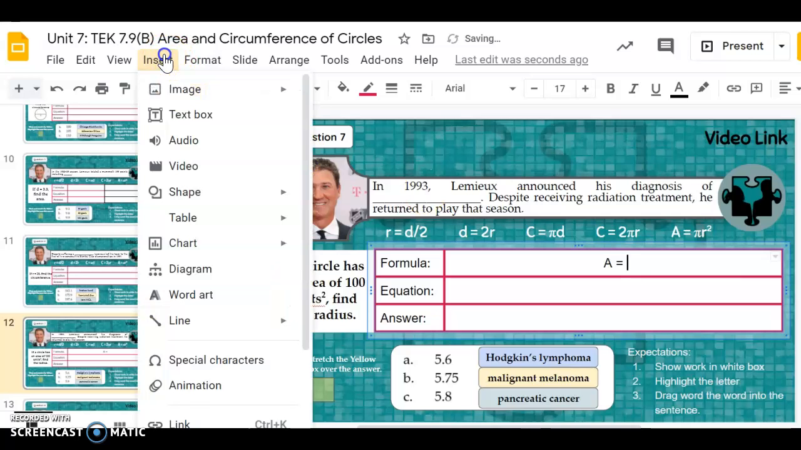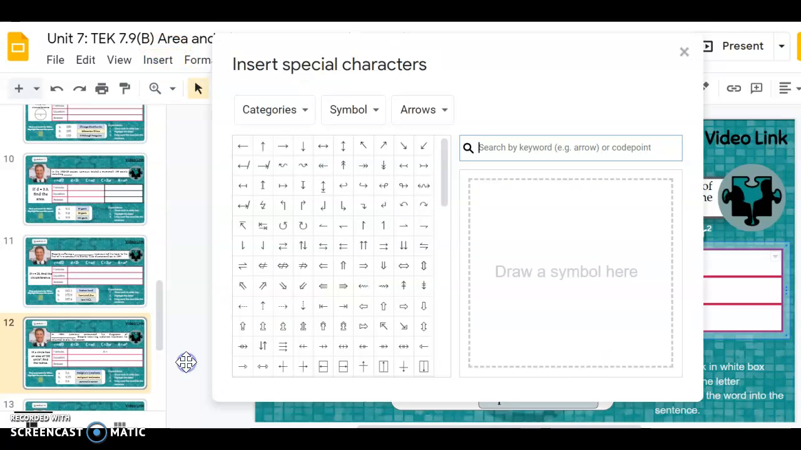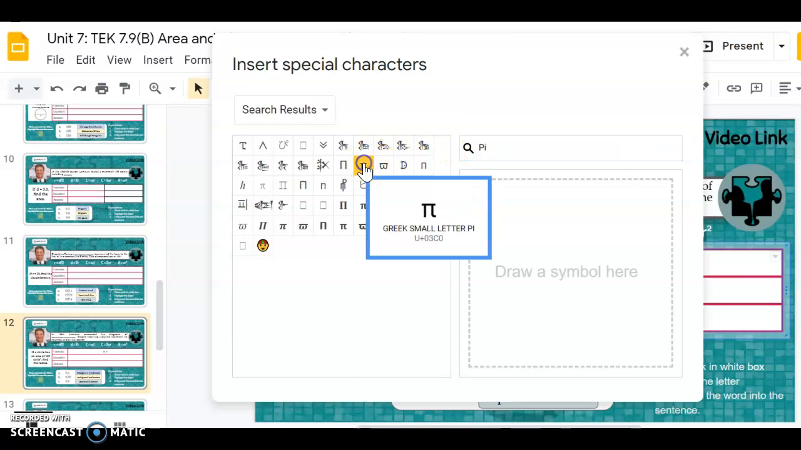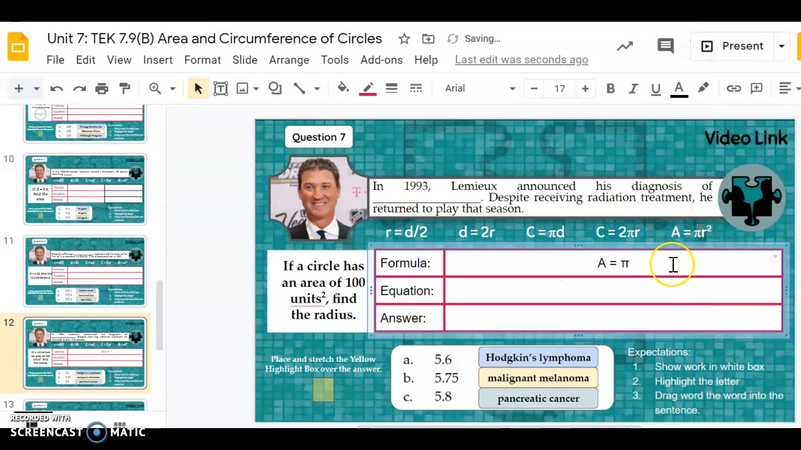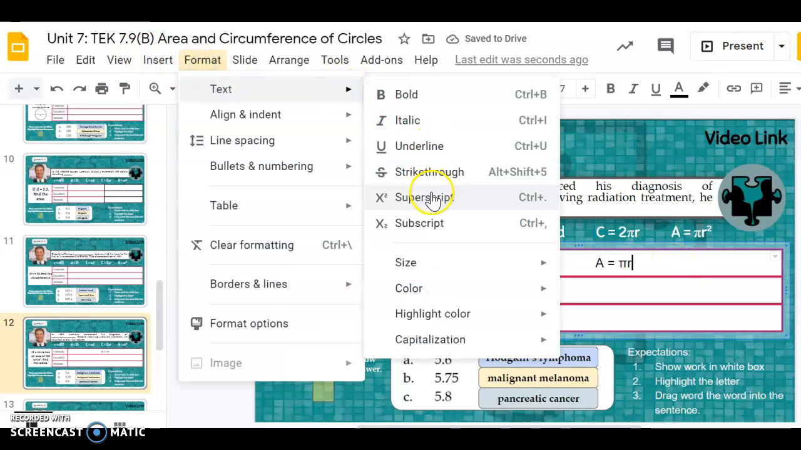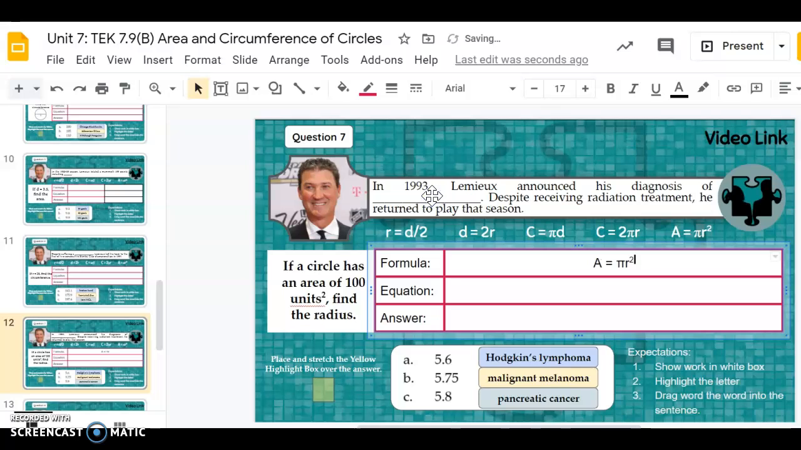Area equals, go to Insert, Special Characters, click up here, pi, click on pi, go ahead and go out, R, and now I need to go up to Format, Text, Superscript, 2. You guys should know how to do that by now. You've been doing it a couple times. I do know my formula for area. Area equals pi r squared.